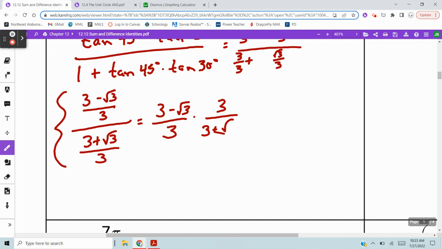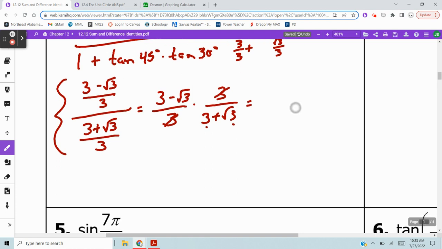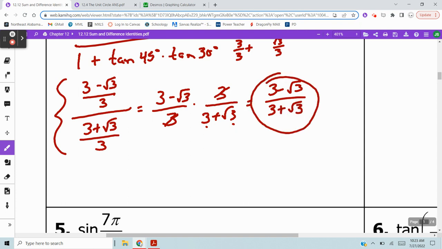Now, anytime you have things on top of a fraction bar or on bottom of a fraction bar, there are implied parentheses there. So I just want you to remember that this 3 and minus root 3 are grouped together. This 3 and 3 plus root 3, they're grouped together. But these can be canceled. So you have in your next step 3 minus root 3 over 3 plus root 3. And a lot of people will actually leave their answer there. But we actually have a problem with that. We have a radical on the bottom.